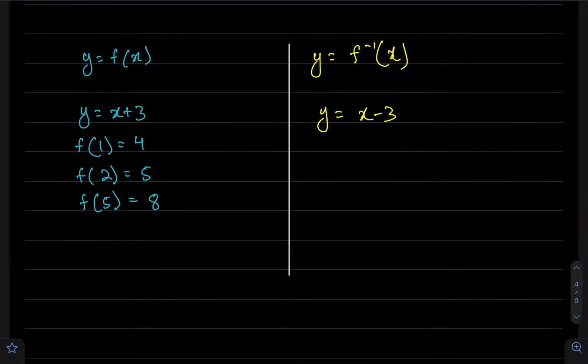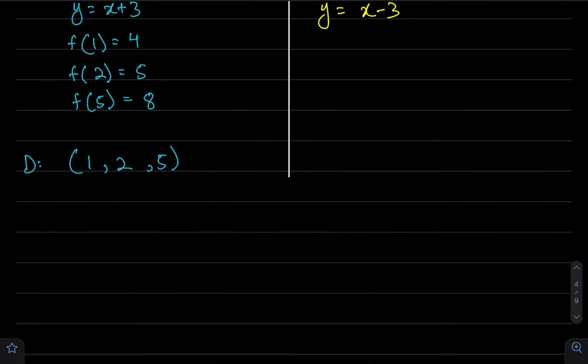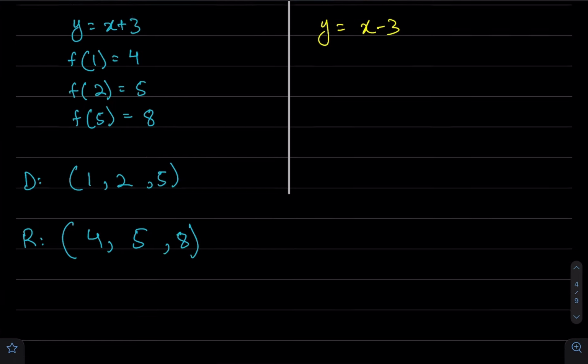So our domain for this function in this question was 1, 2, and 5, because these were the numbers that I inputted. Okay, and what was the range? What were the outputs? We got 4, 5, and 8. Now 1 is mapped to 4, 2 is mapped to 5, 5 is mapped to 8. Now we want a function which maps 8 to 5, 5 to 2, 4 to 1. Okay, we want the inverse of that function.